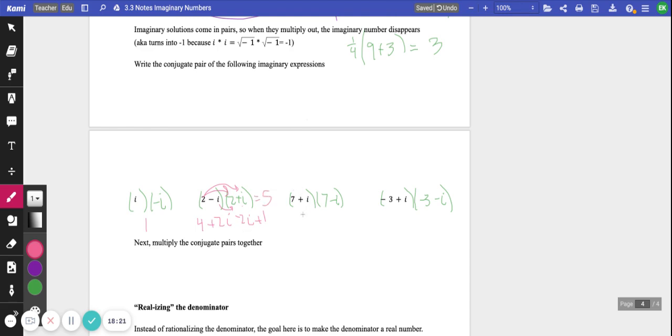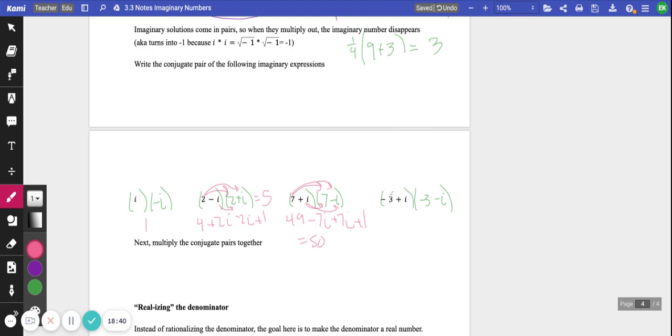I'm going to get the same pattern every time. Let's see, take a look. 7 times 7 is 49. Then I get minus 7i. Now here I get plus 7i. i times negative i will be a positive 1. So let's cancel out, and we're just left with 50.